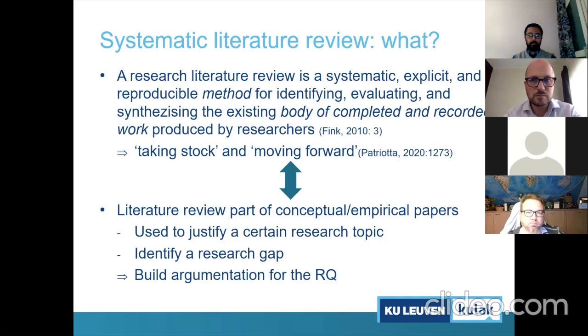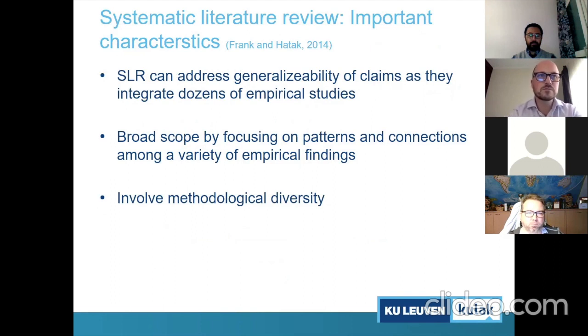Now, what are some important characteristics of a systematic literature review? In my view, there are three of them. The first is that systematic literature reviews basically address the generalizability of claims much more broadly than in an empirical study, because an SLR integrates insights from dozens of different empirical studies. Whereas if you're doing, for example, a quantitative paper, potentially you will receive the advice to select a specific context, because in an empirical study, if you want to test hypotheses about relationships between independent and dependent variables, it's better to focus on one specific context, one specific environment, because you want to rule out alternative explanations which may come from sampling cases from different contexts.